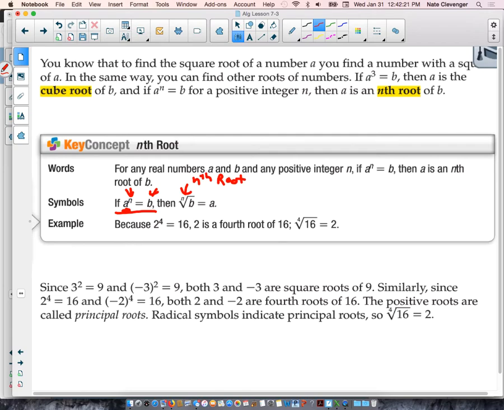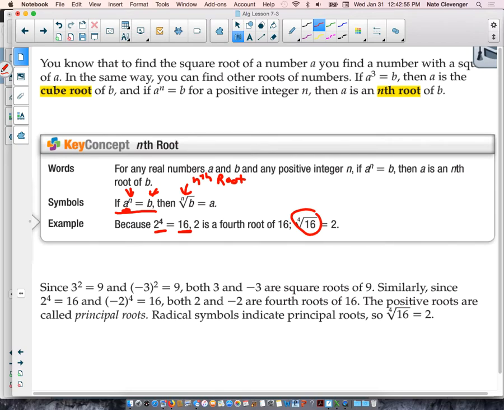And then they use the actual numbers. Everyone knows that 2 to the 4th is equal to 16 now, because of our bell work question, right? And so if 2 to the 4th is equal to 16, then we know the 4th root of 16 has to equal 2. Okay? It makes it sound way more complicated than it actually is, but they're just breaking it down. You've been doing this all along your whole life.